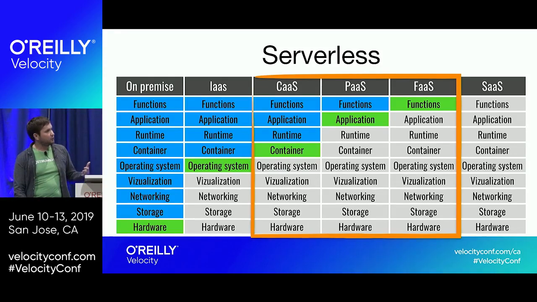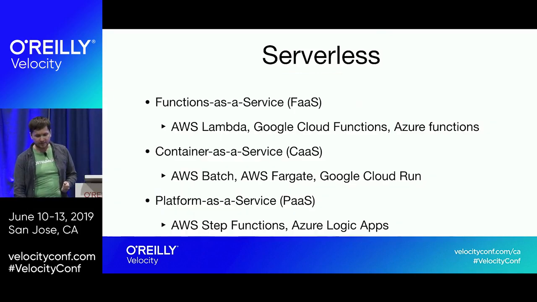And let me tell you more about all of them. So let's start with functions as a service. So basically, imagine it's AWS Lambda, Google Cloud Functions, Azure Functions. Basically, you just need to put code and libraries, and everything will work. Basically, you don't need to define anything else.